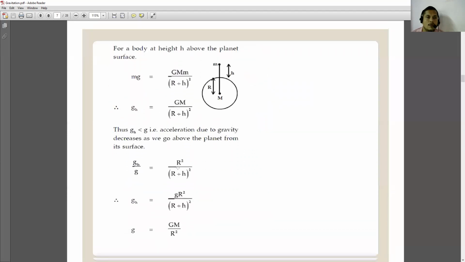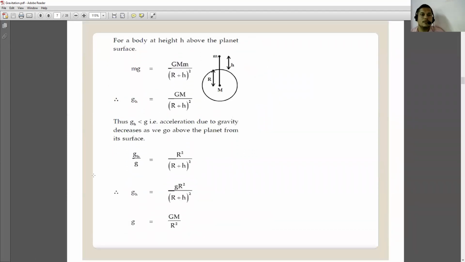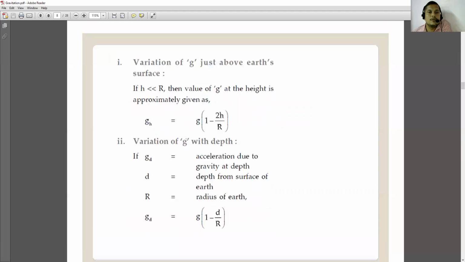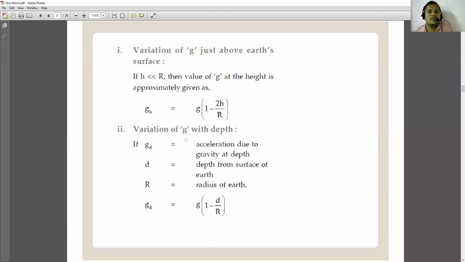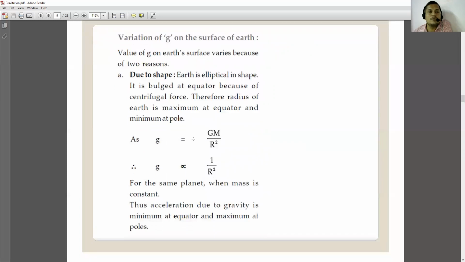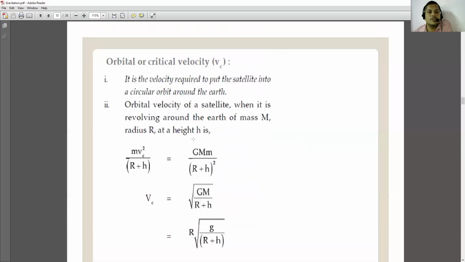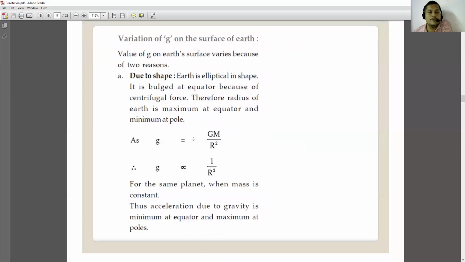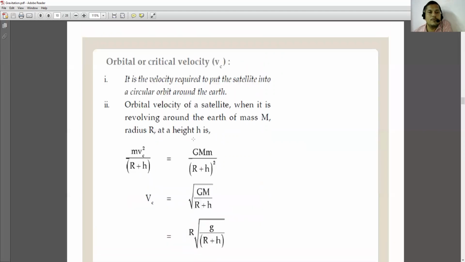Then next one is when we consider the body at a particular height from the earth's surface, or we can consider the distance from the center of the earth. Then we can get some equations. Then variation of g just above earth's surface, variation of g with depth. So as height changes, as depth changes, we got the new values. And variation of g on the surface of earth due to shape of the earth, which is elliptical. So it is different at equator and pole.